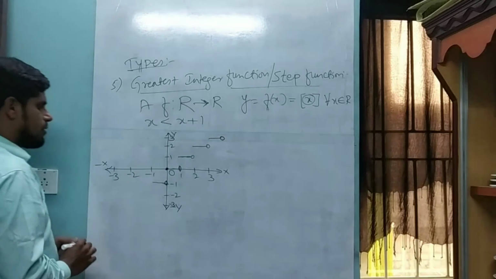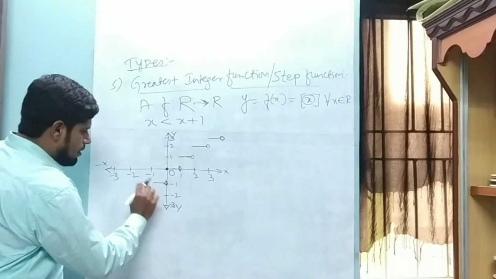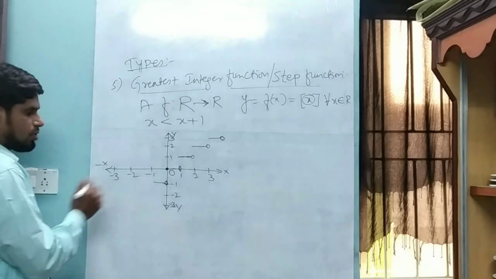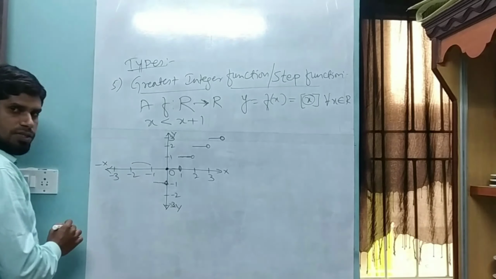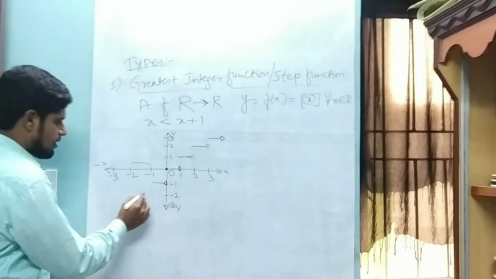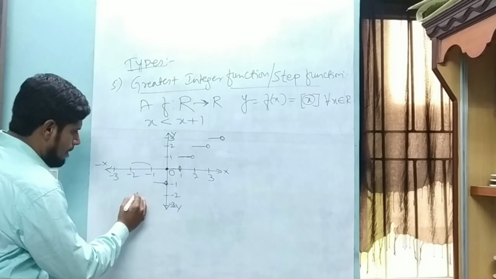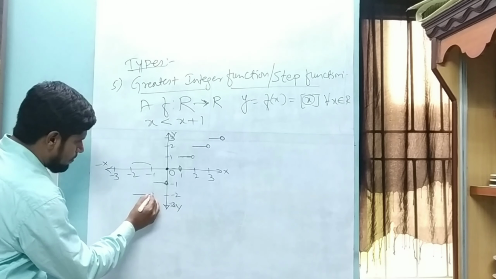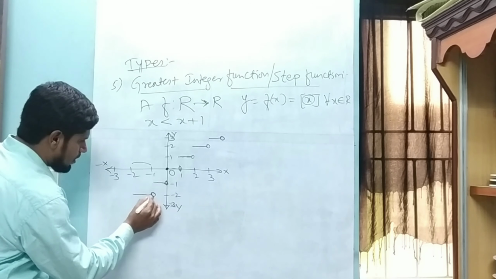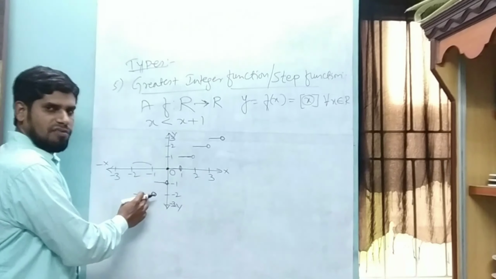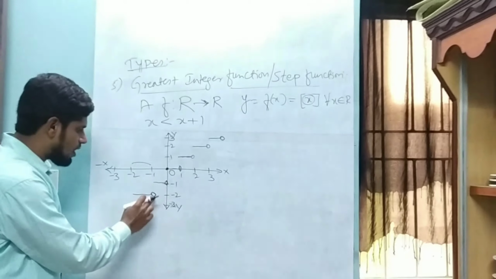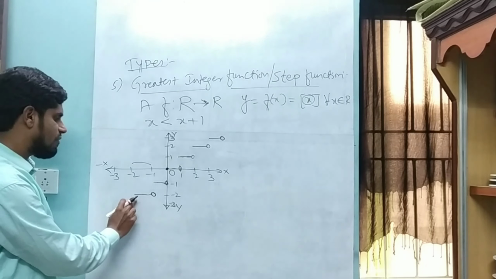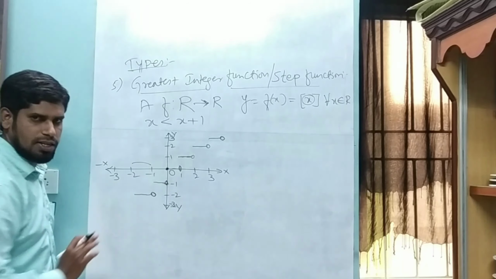Next, any value between -1 and -2. If you take any value between -1 and -2, what is the answer? It is -2. -1 I cannot put. I will put a circle for this, because if I put -1, obviously it is -1. So I am putting a circle at -1. But between -1 and -2, any value, it is -2 only.